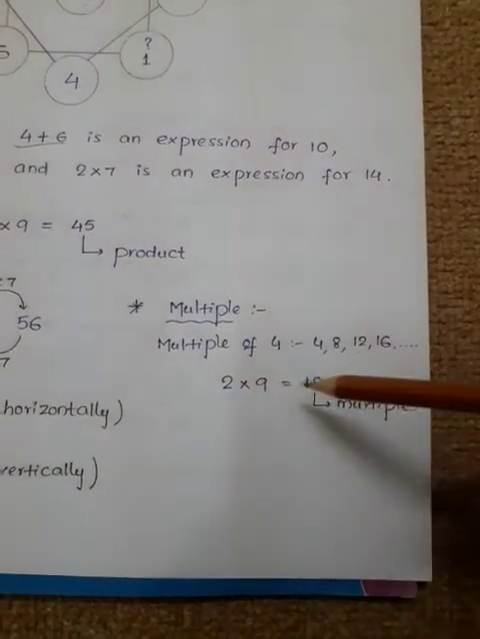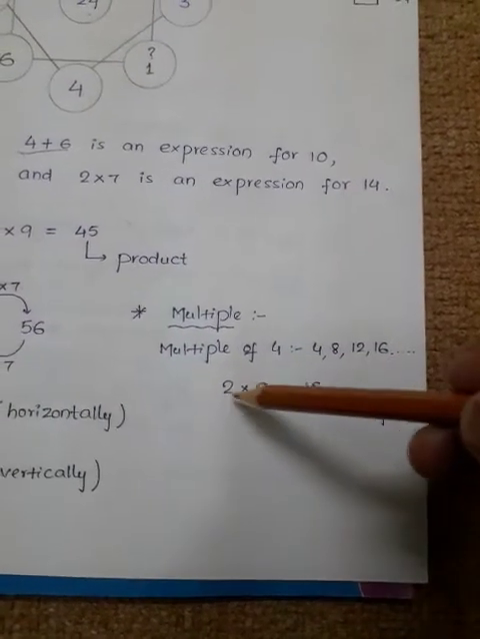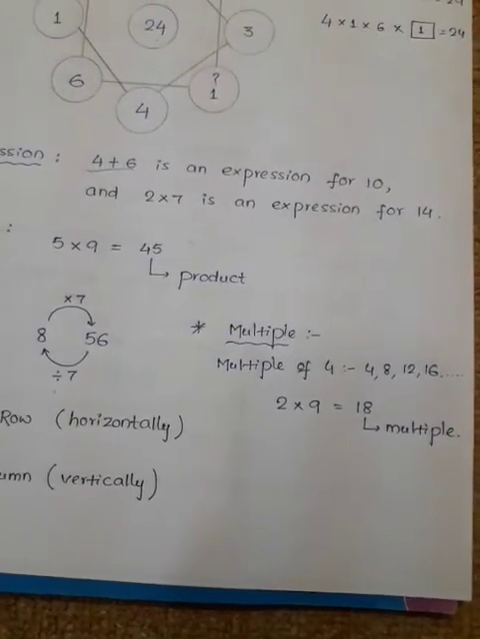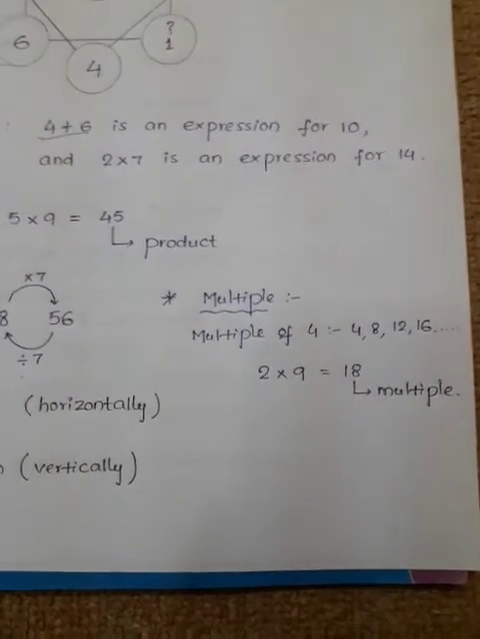So here 2 multiplied by 9 equal to what? 18. So the answer is called the multiple. If you want, you can say that 2 and 9 are called factors. When you go to bigger classes, you will understand 2 multiplied by 9. So these numbers are called factors, on the left hand side, and the right hand side is called the multiple.